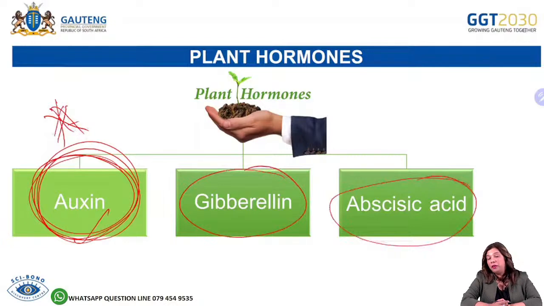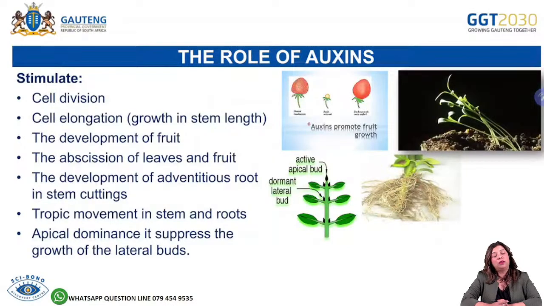What do we need to know from our exam guideline? You need to know the functions of each one. You need to know what their job is. What are they doing? So if we go to the role of auxins, there we've got some nice diagrams for you. And these diagrams are going to help you to remember. So what do auxins really do? They stimulate. Stimulate means they sort of cause that event to happen. So they stimulate cell division.